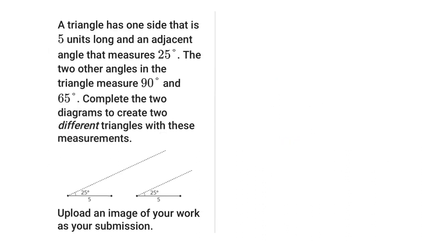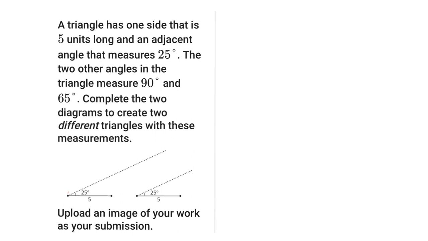All right, this is our last question on here. This one's also one where you're going to have to write something down. But it says, a triangle has one side that is 5 units long. So here's our 5 units long. And an angle that measures 25, and it's adjacent to that angle. There are 2 other angles in our triangle. One of the angles is 90 and the other is 65. They want you to write 2 diagrams to create 2 different triangles.